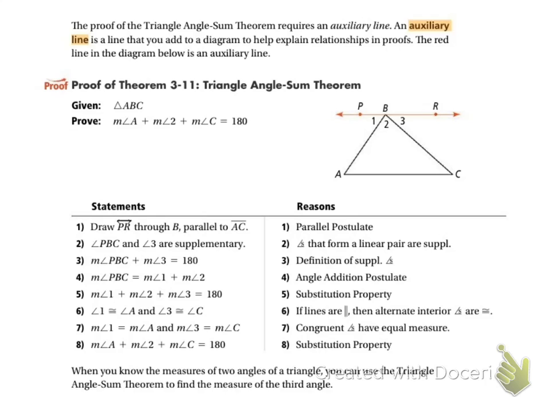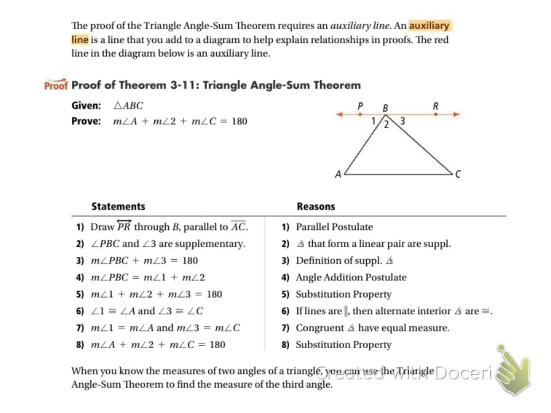An auxiliary line is a line that we draw and add into a picture. So we add it to the diagram so that we can reference the angles. So I'll go through this proof if you're curious how it works. If not, you won't be tested on it. So we draw in the line PR, and I'm allowed to do that, drawing it parallel to AC, the line down here. And I can do that because of the parallel postulate.